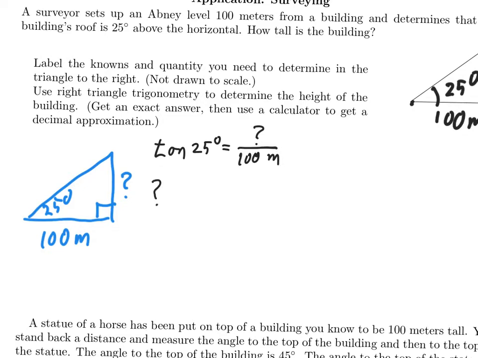I'll get question mark is equal to tangent of 25 degrees times 100 meters. And that's not something that I can compute by hand. I don't know what the tangent of 25 degrees is without doing some approximations. Let's have a computer do those approximations. I'll do that really quickly and I'll come back to you.